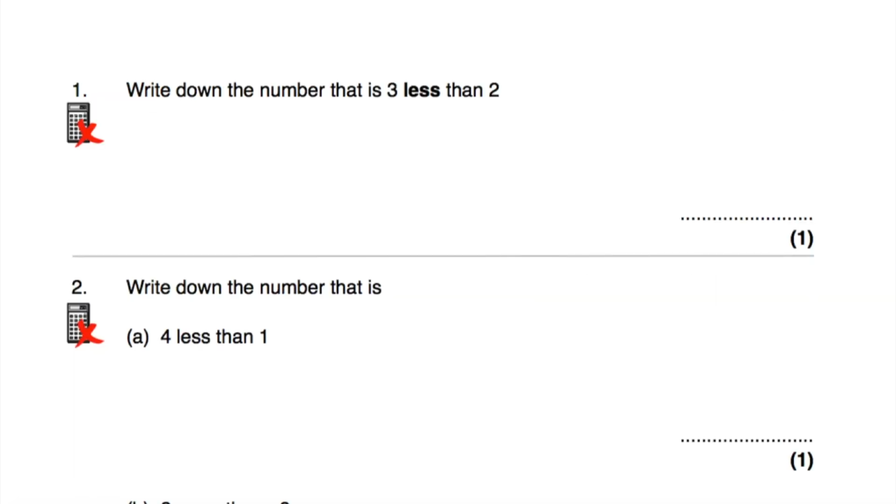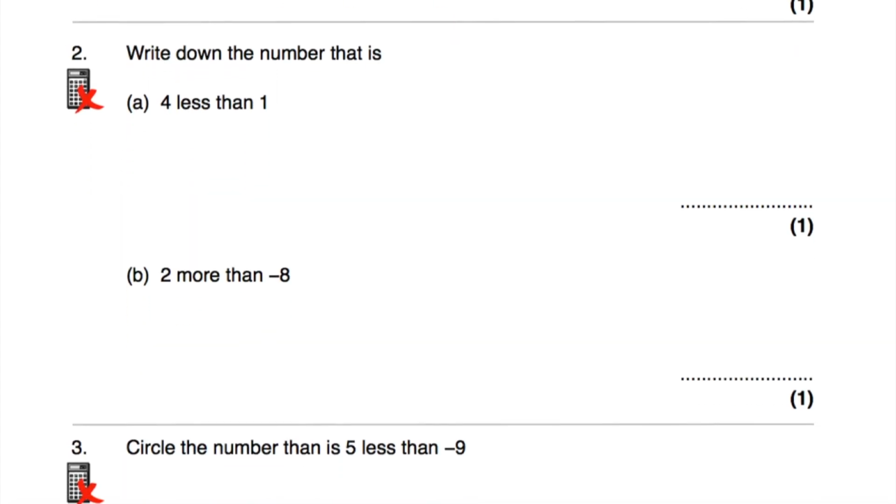So let's get started. So question number one. Question number one says, write down the number that is 3 less than 2. So we could count down 3 numbers from 2, so that'll be 1, 0, negative 1. So the answer is going to be negative 1. Alternatively, we could say, well, if it's 3 less than 2, that's going to be 2 subtract 3. And 2 subtract 3, well, that's 3 less than 2, so that'll be negative 1. And that's it. So the answer is negative 1.